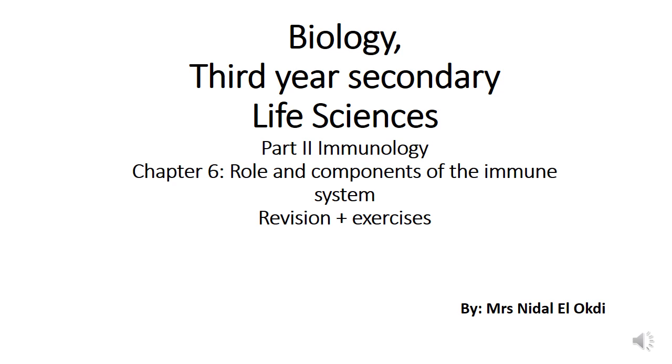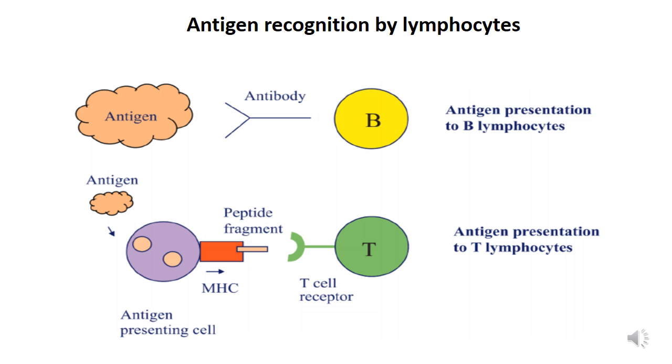Today, we're going to do a quick revision of the main ideas of Chapter 6, and we're going to correct the homework. We have seen in this chapter that white blood cells are the effectors of immunity. These cells are the monocytes, the granulocytes, and the lymphocytes.